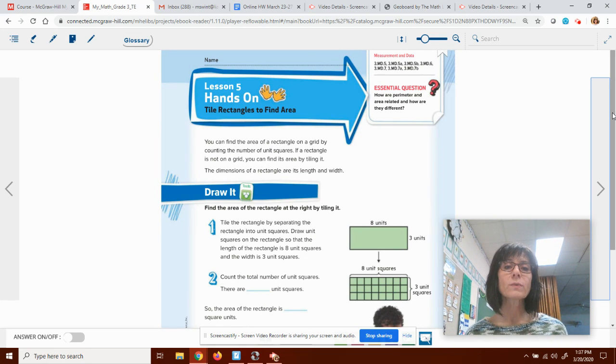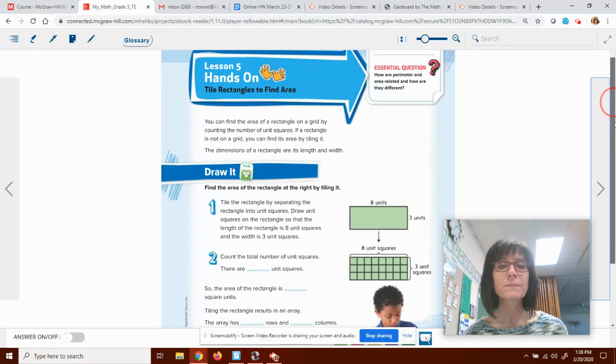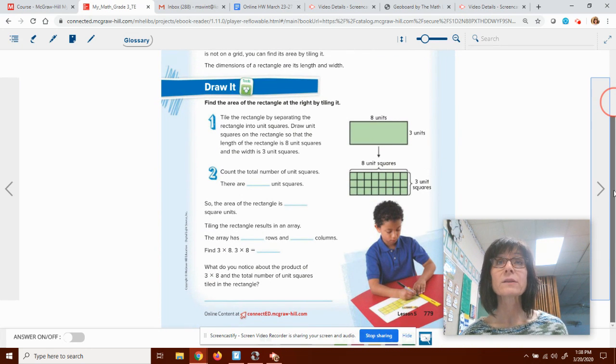Today's lesson that I'd like to go over will be lesson 5, and it's a hands-on, tile rectangles to find area. It's a method of just finding the area another way. So it says you can find the area of a rectangle on a grid by counting the number of unit squares. If a rectangle is not on a grid, you can find its area by tiling it, meaning rows and columns, creating basically an array.